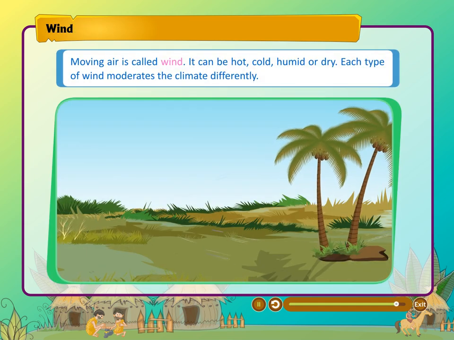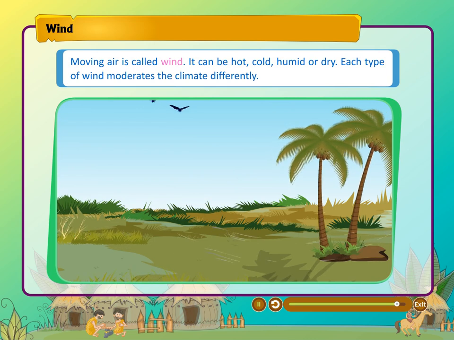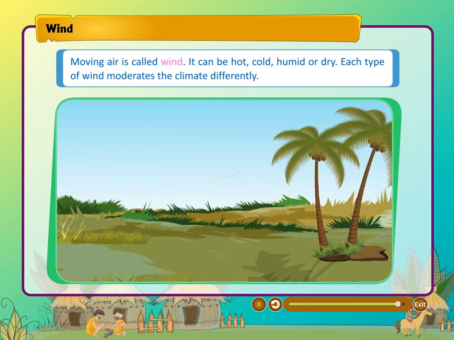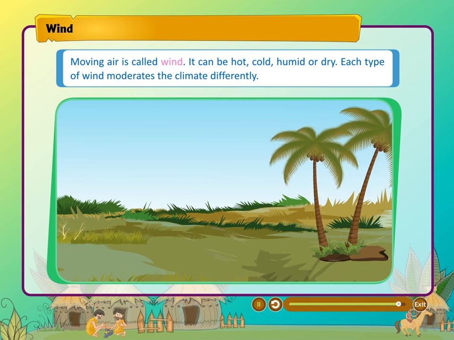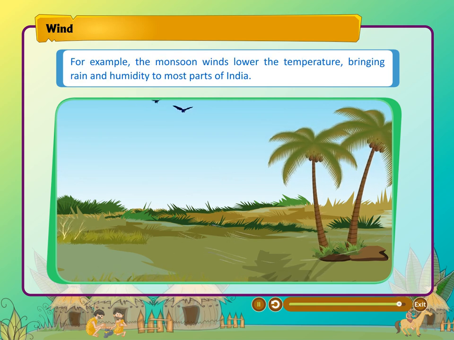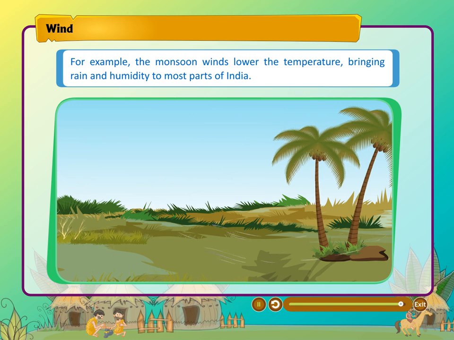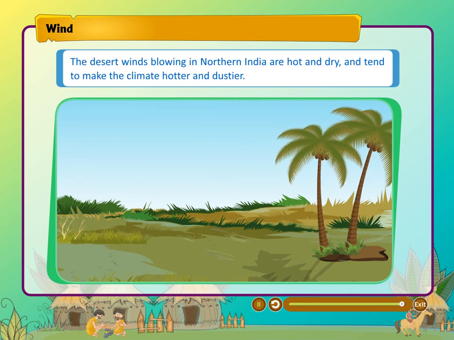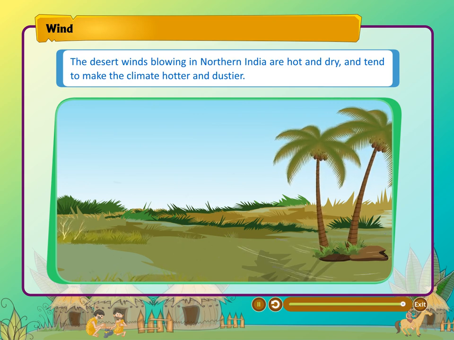Wind. Moving air is called wind. It can be hot, cold, humid, or dry. Each type of wind moderates the climate differently. For example, the monsoon winds lower the temperature, bringing rain and humidity to most parts of India. The desert winds blowing in northern India are hot and dry and tend to make the climate hotter and dustier.